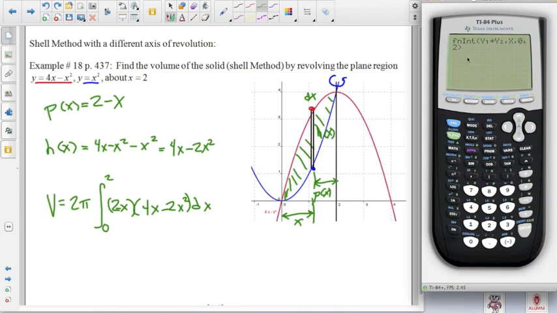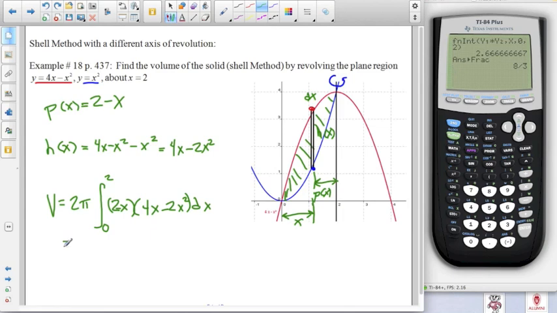And remember, this is just the expression for the integral, so we have to include the 2 pi in our answer. That ends up being 2.6 repeating. If you want a fraction equivalent for that, we can just hit math and fraction. And so it ends up being 8/3. So we have 2 pi times 8/3, which ends up being 16 pi over 3 cubic units for the volume of that solid.